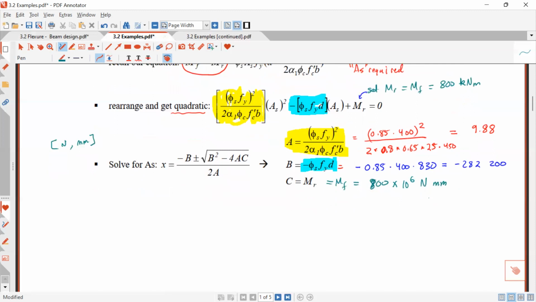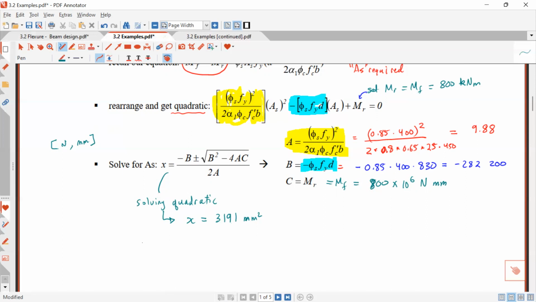Okay, once I have this, I can solve for this quadratic. And if I do that, solving, so try it on your own later, just to make sure I didn't make any mistake. Solving the quadratic, you will get x equals 3,191 millimeters squared. Okay, now what do we need to do? That's the amount of steel I need. I need 3,191 millimeters squared.